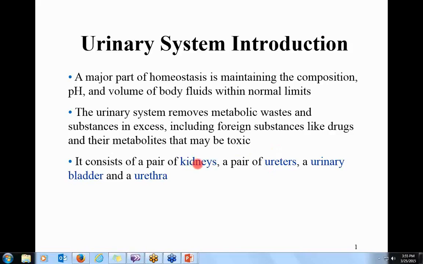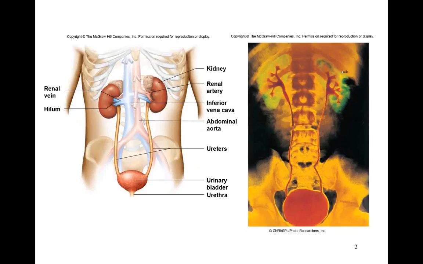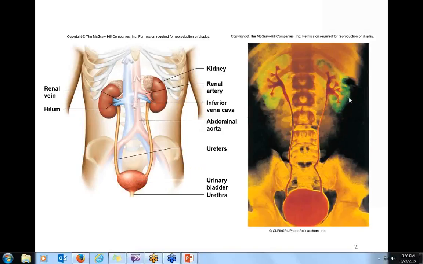There are 2 kidneys, 2 ureters. These are the tubes that lead from the kidney to the urinary bladder. And then from the bladder, you lead to the urethra and out. On the picture on the right is the one I like best, so that's the one I'm going to go over. Here they're kind of greenish.